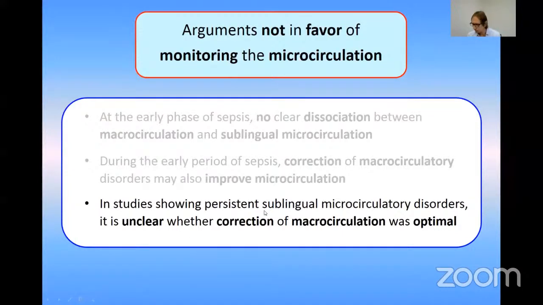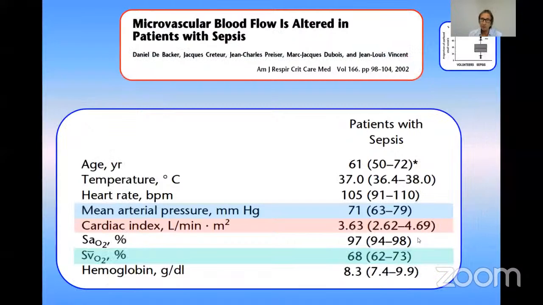Also, in studies showing persistent sublingual microcirculatory disorders, it is unclear whether correction of macrocirculation was optimal. Let's remember the study by Daniel De Backer showing that correction of the systemic blood flow variables was not associated with correction of microcirculation disorders. In fact, when we look at the variables obtained after resuscitation, we can ask the question if these variables are optimal. 71 maybe is not enough, in particular in patients with chronic hypertension. 68% for SvO2, in my opinion, is not enough.